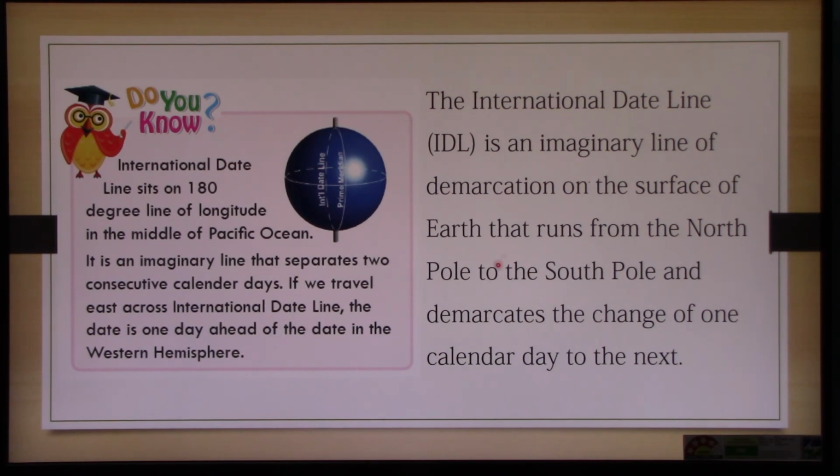Right? If they are at 22nd, example 22nd of June, these people are still at 21st of June. So eastern side is 1 day ahead of the Western Hemisphere.